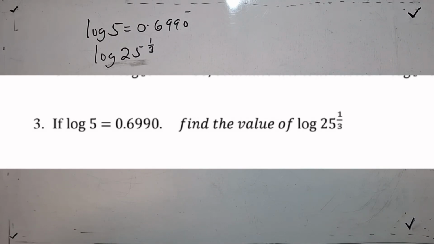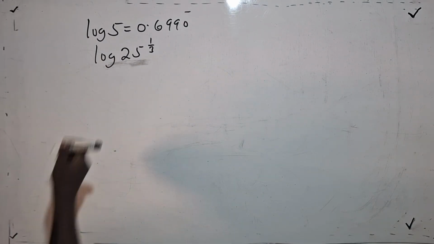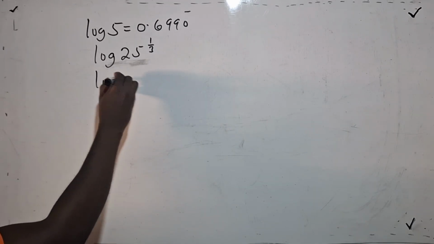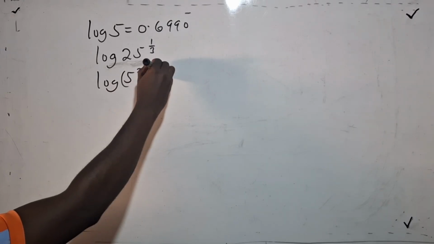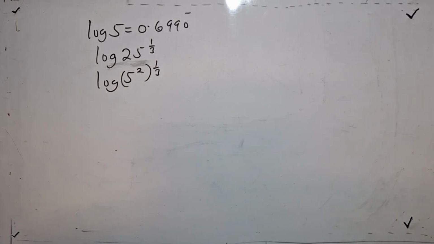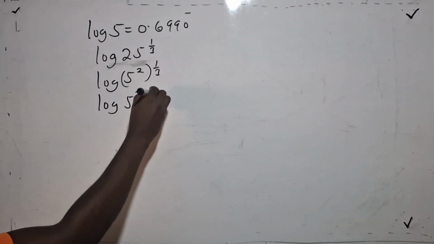Yes, log 25 raised to the power 1/3. Now we have to make sure that we get 5s inside this, and we can easily know that if you have followed the lesson closely. This one will give me log to the base 5 squared times 1 on 3. If you follow closely, you understand how I got this. And this one will give me log to the base 5, 2 times 1 on 3.